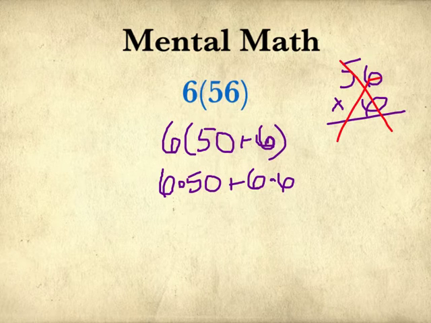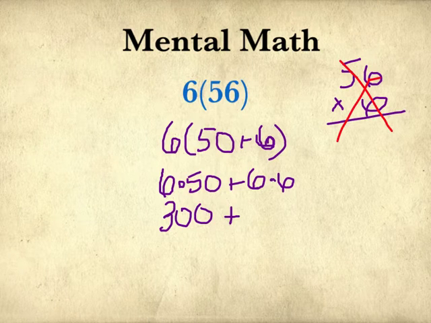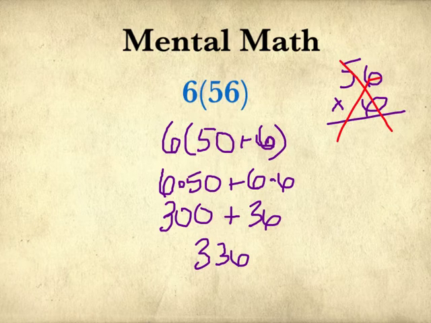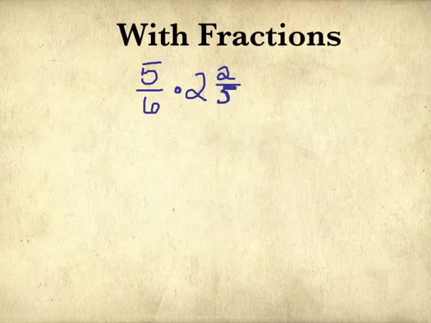And now I can go ahead and simplify. 6 times 5 is 30, and I bring down my 0 because it's not 6 times 5, it's 6 times 50. And 6 times 6 is 36. 300 plus 36 is 336. And that's all I need to do to use it as a mental math strategy.